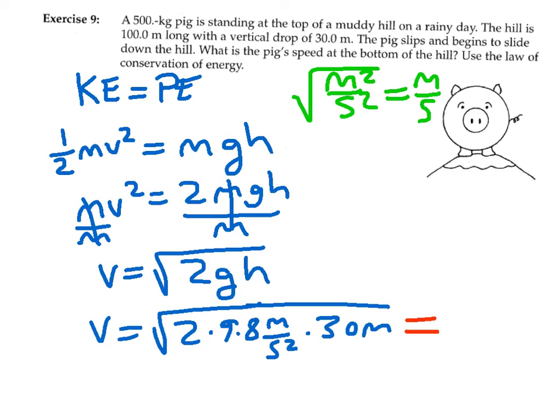2 times 9.8 times 30, square root of that, equals 24.2 meters per second. So that's the speed of the pig going down the hill, and in this case we are assuming there's no friction. We're just not going to do one of those.